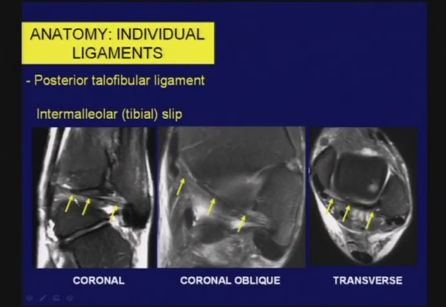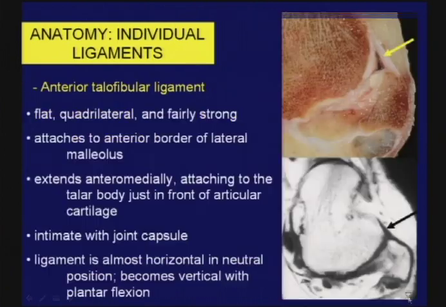Another picture of the intermalleolar or tibial slip running all this way. So it's just above the main portion of the posterior talofibular ligament. Here's an oblique image showing you that, and you can kind of see it here. It's this ligament running all the way over, in a patient who has an OCD as well.